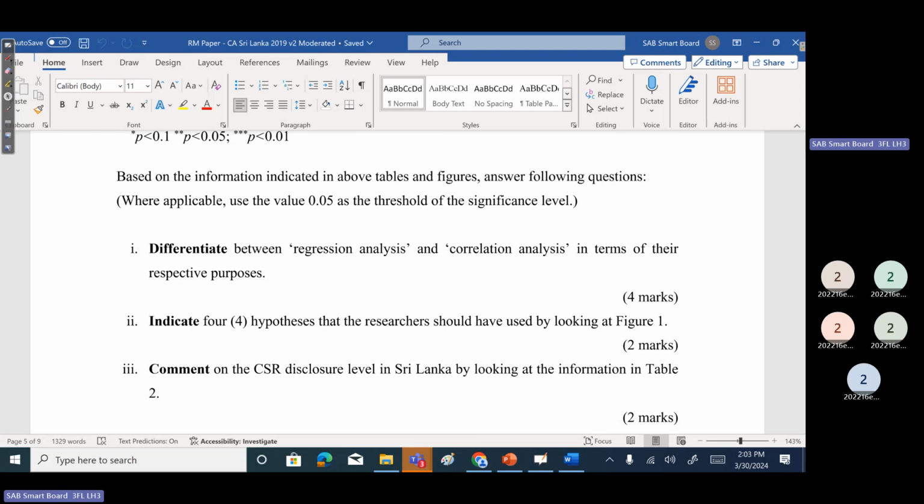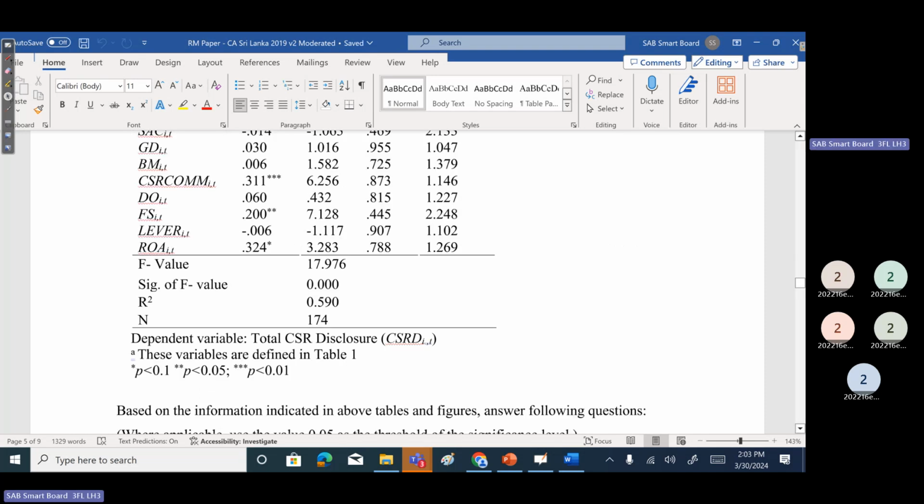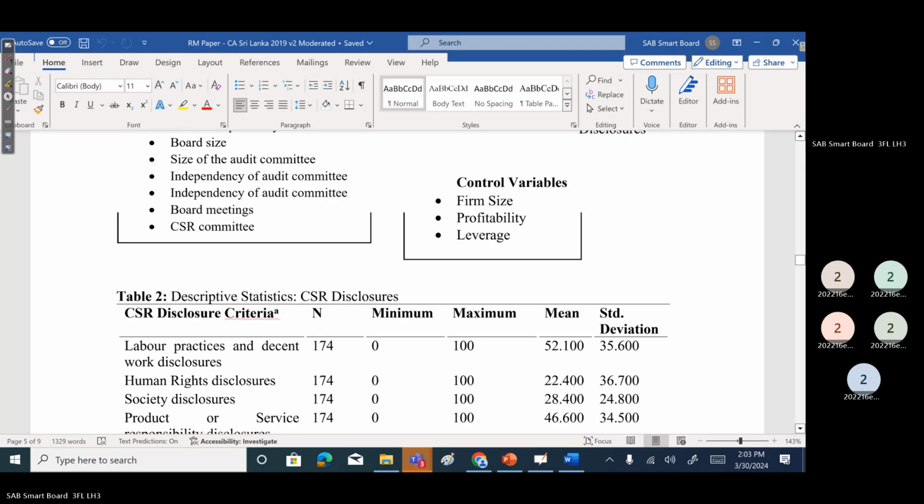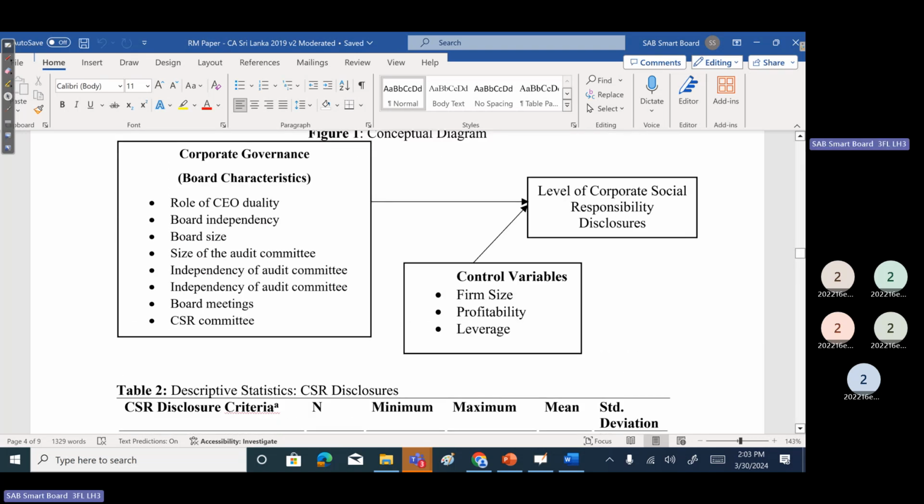Correlation analysis is done to look at the association between the two. You have explained regression versus correlation, which we discussed. Then question number 2. Indicate 4 hypotheses that the researchers could develop by looking at figure number 1. Can you tell me the 4 hypotheses? There are more than 4 indeed. Tell me one hypothesis first.